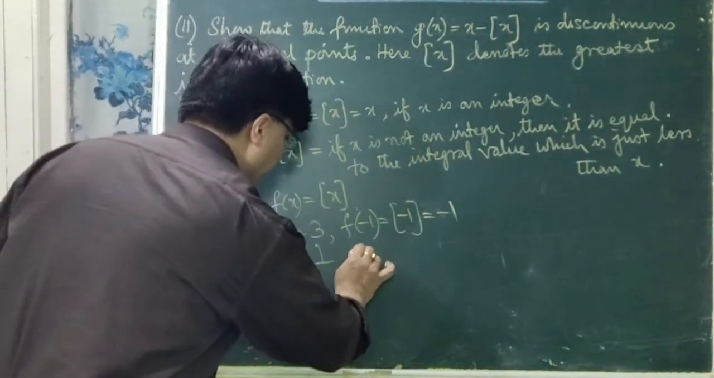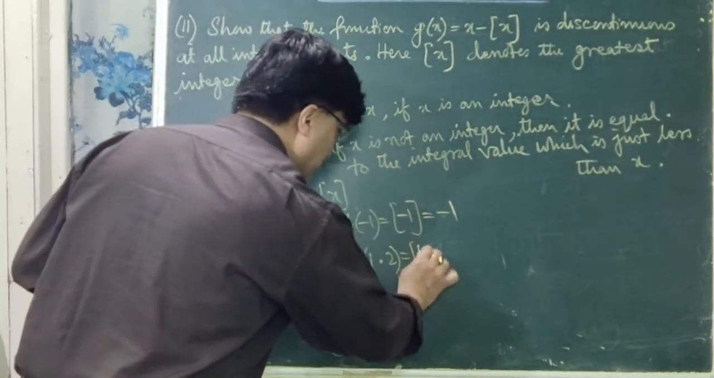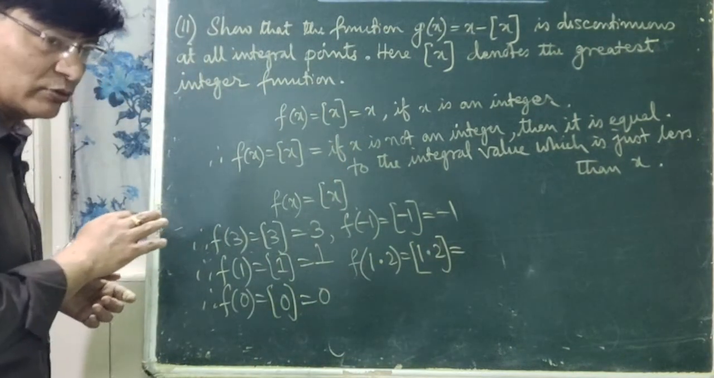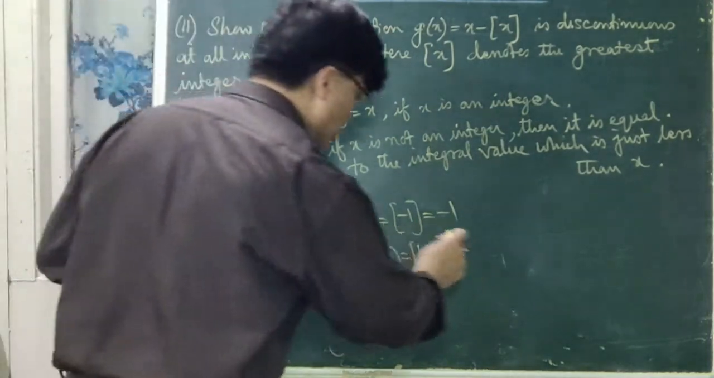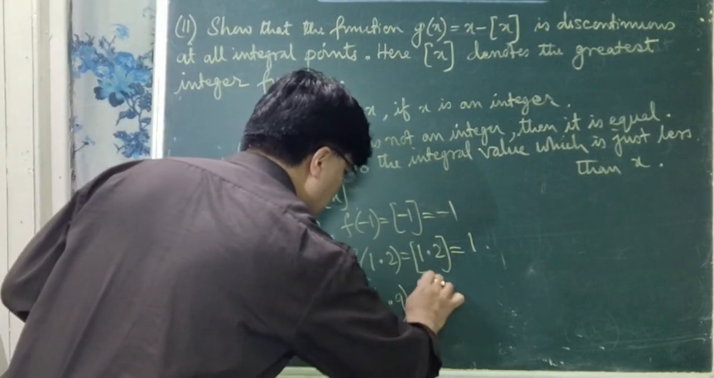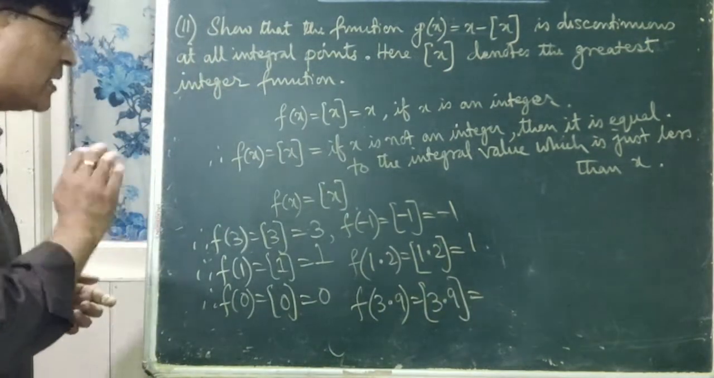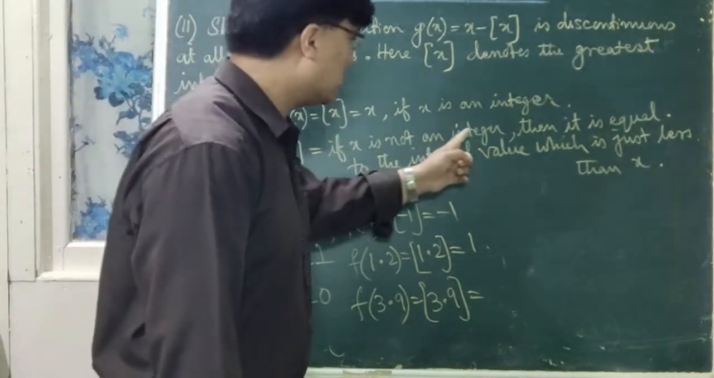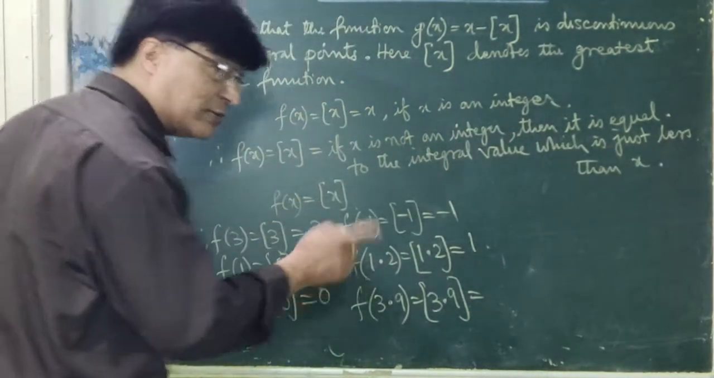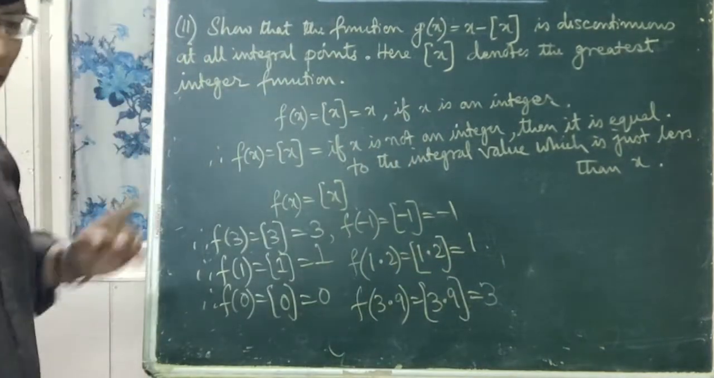Next, if you have f of 1.2, which is equal to, within third bracket 1.2, what is meant by it? You have to write down the integral value which is just less than 1.2, that is your 1. Is that clear? f of 3.9 is equal to, within third bracket 3.9, which is the integral value just less than 3.9. If x is not an integer, then it is equal to the integral value which is just less than x. So which is the integral value which is just less than 3.9? That is your 3. Is that clear to all of you?